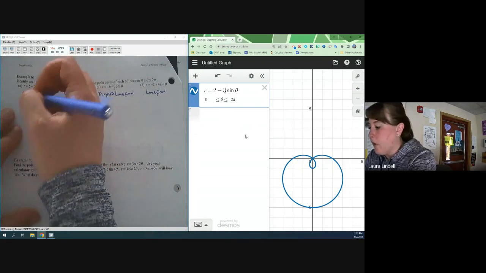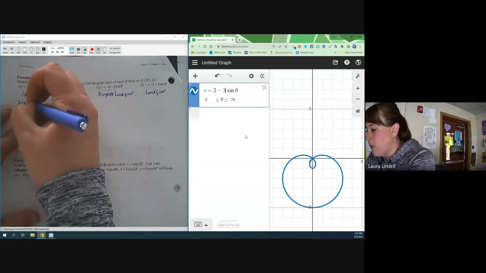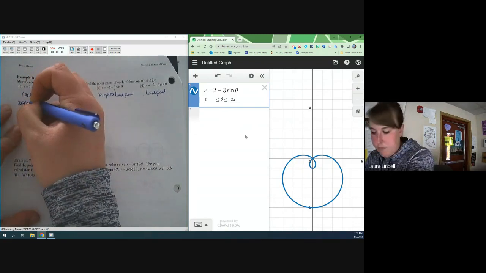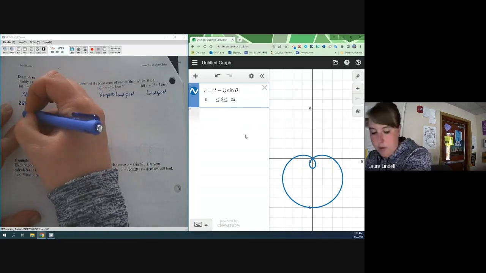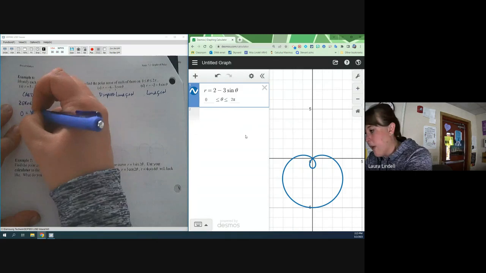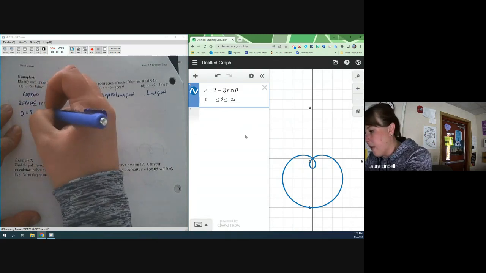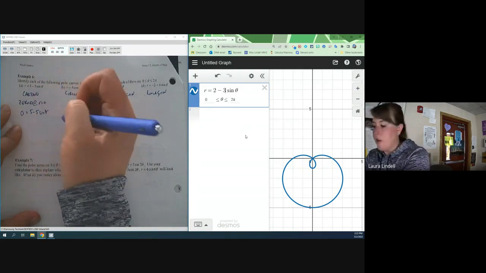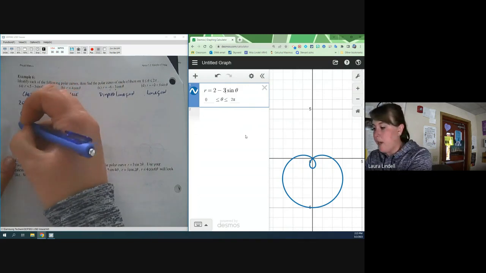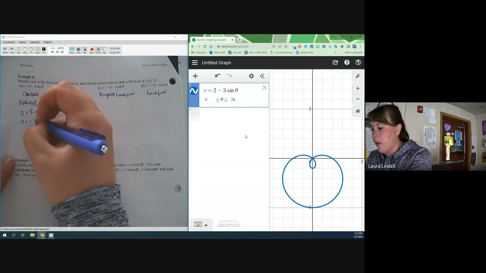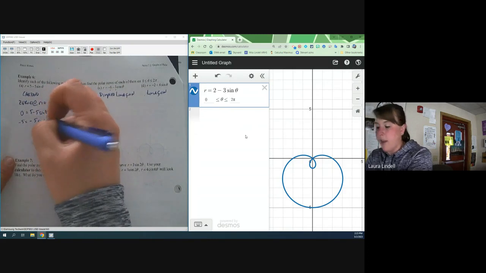So we know first there are zeros at r equals 0. So we're going to take 0 equals 5 minus 5 sine theta. And I'll start by subtracting 5 from both sides. So we get -5 equals -5 sine theta.